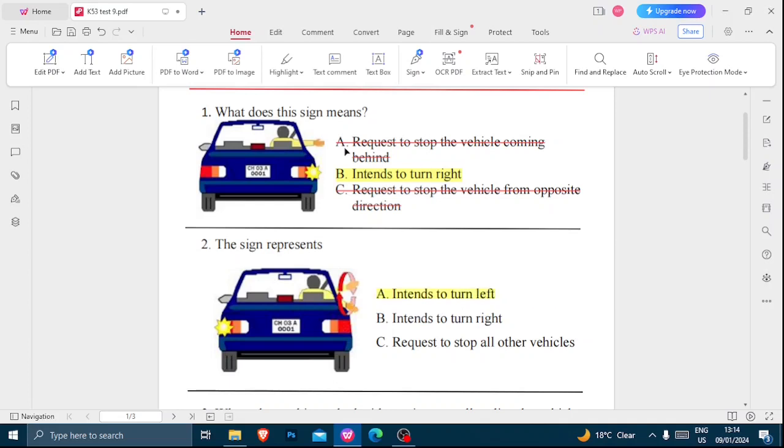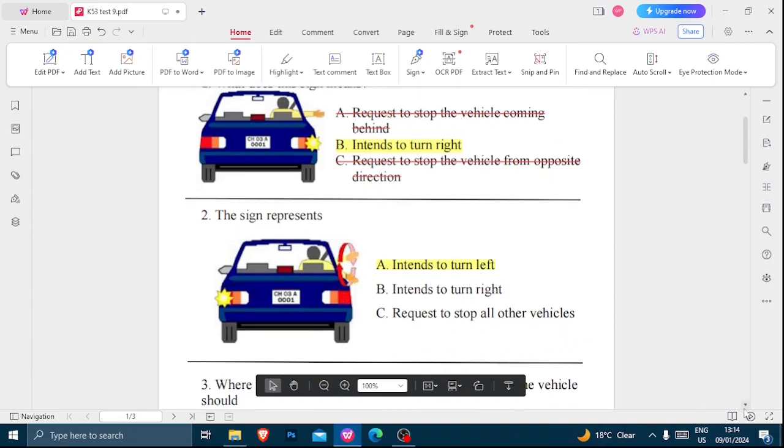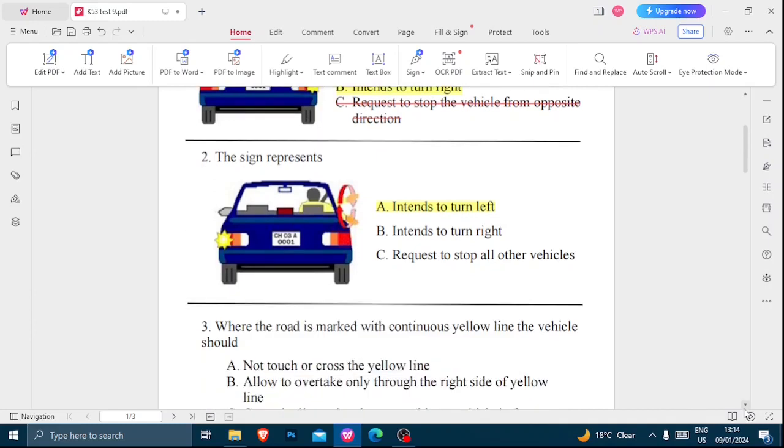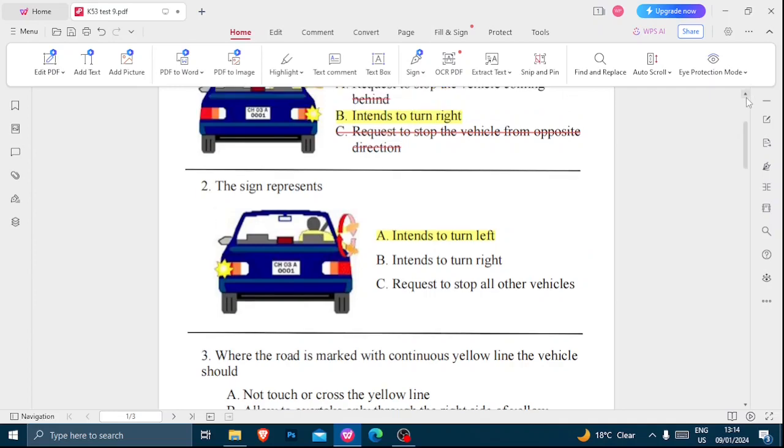Now if the driver wants to turn right, this is how the hand should be. But if they want to turn left, they move their hand in a circular motion like this one. So I hope that was clear to you. So guys, these are what we call hand signals, right? They are used to emphasize the driver's intention.